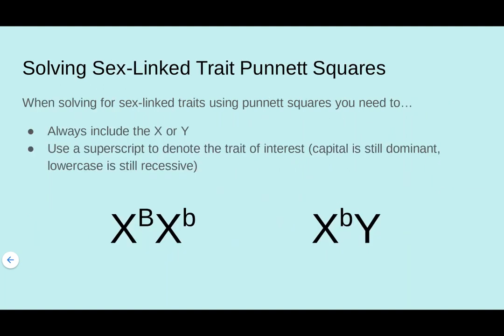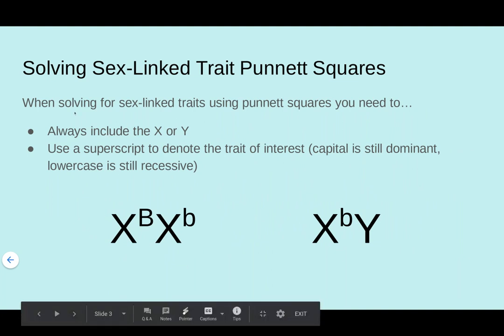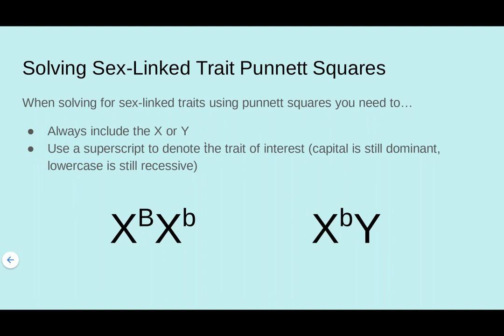So when we use alleles solving sex-linked traits, we're going to write them a little bit funky. When you are solving for sex-linked traits, you're going to always include the X and the Y because there's going to be different outcomes for males and females. You're going to use a subscript to denote the trait of interest. So instead of just using letters for our alleles, we're going to use an X or a Y and a letter with the dominant and recessive rules still to denote the genotype.